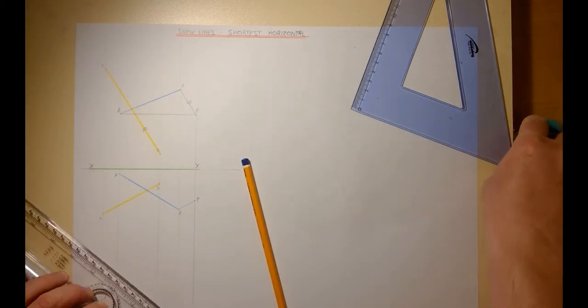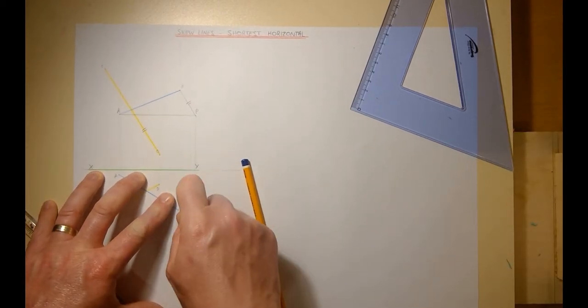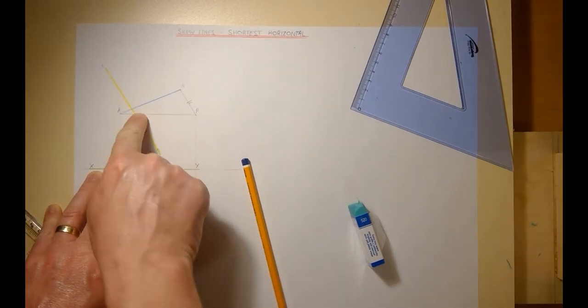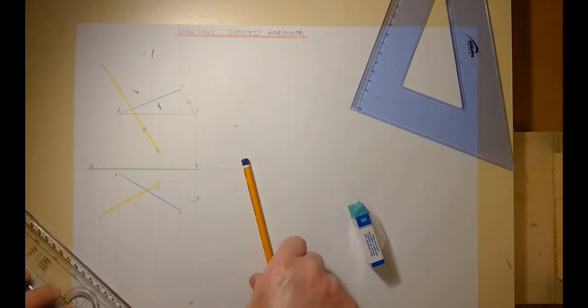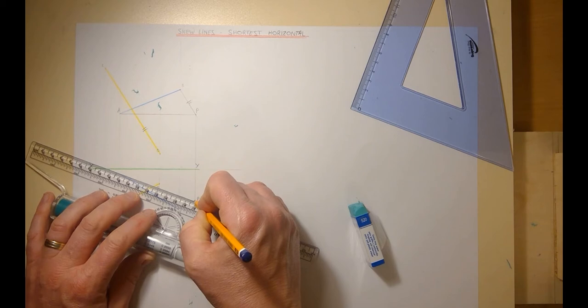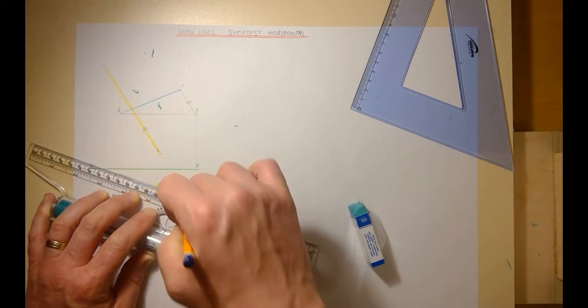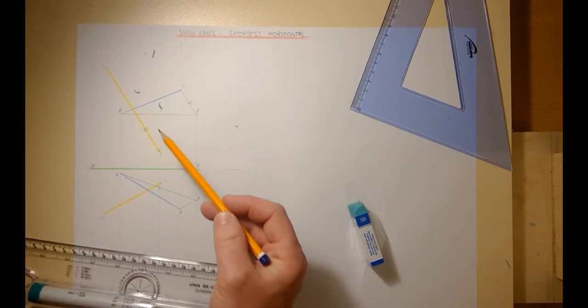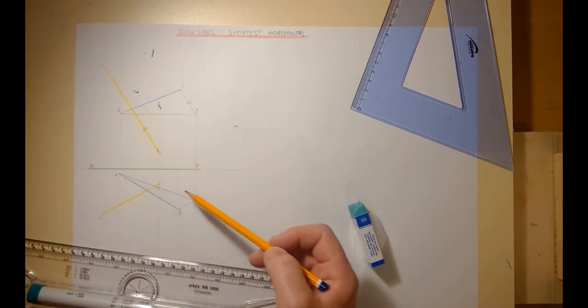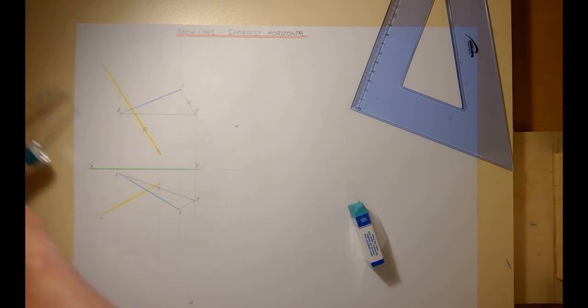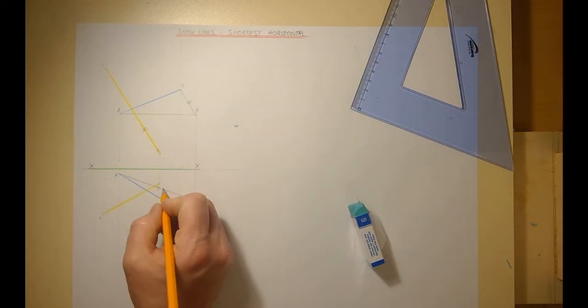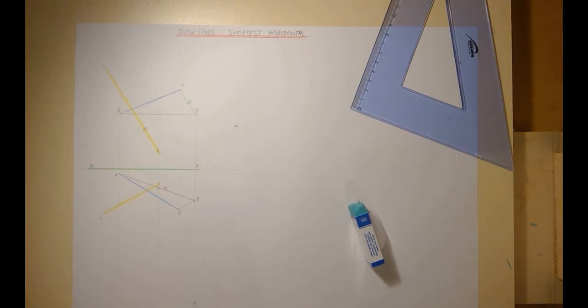Now all I want to do is join point P to A, so I'm going to do the very same here in plan. The line that I'm drawing now, I know is a true length line. Because it's horizontal in my elevation, it's a true length in my plan. That line there is a true length line in plan.